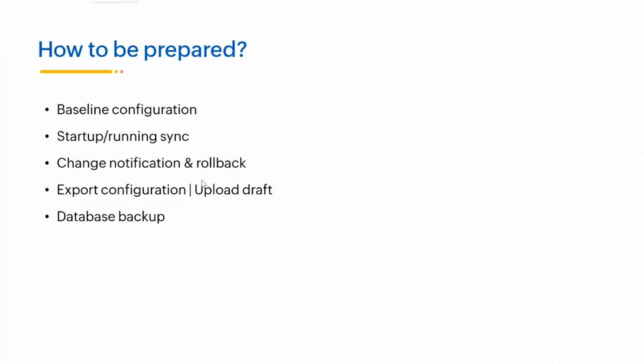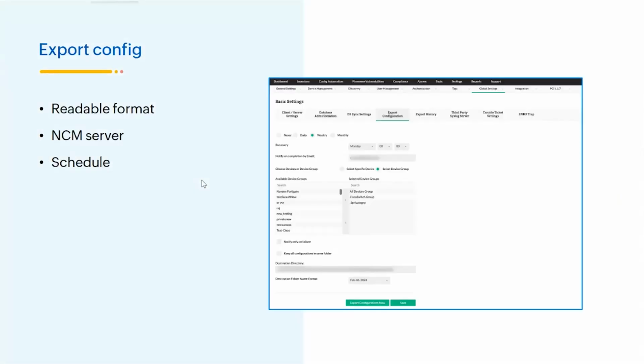You can also set change notifications and rollback. You can set up change notifications and enable rollback for critical devices to quickly revert to a stable state if needed. You can export configurations, so you can export the device configurations to your system for future reference. And there's also database backup, where you regularly back up your network configuration database. We've already covered the first 3 points. Now let's look at how to export configurations and back up the database.